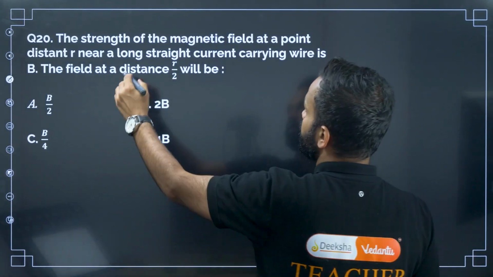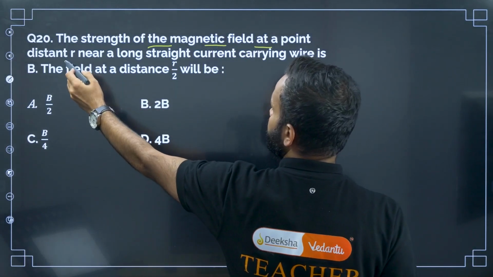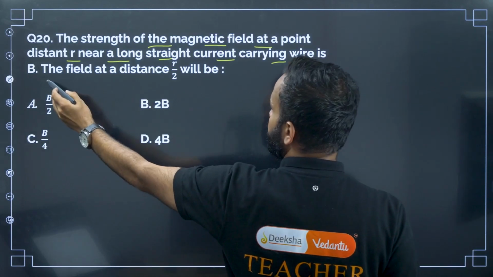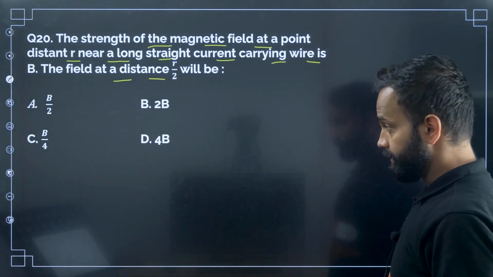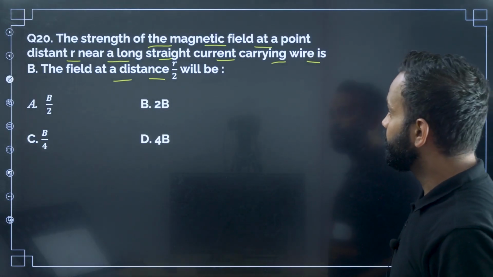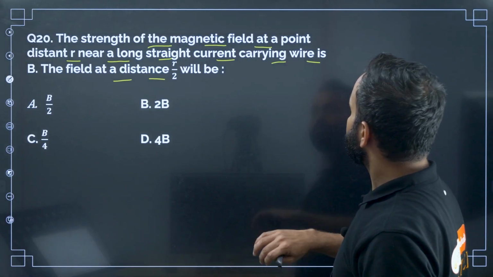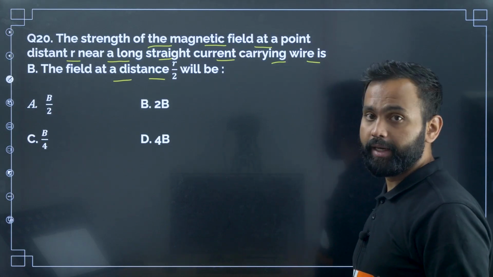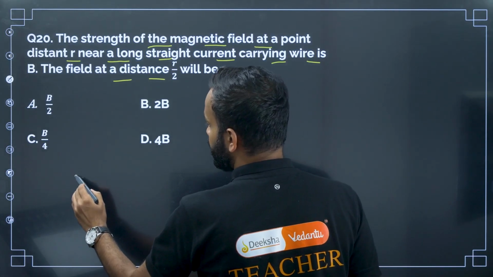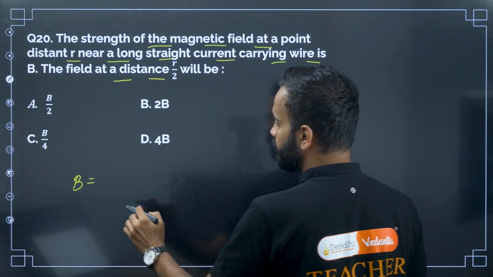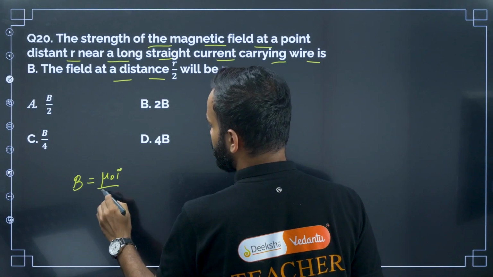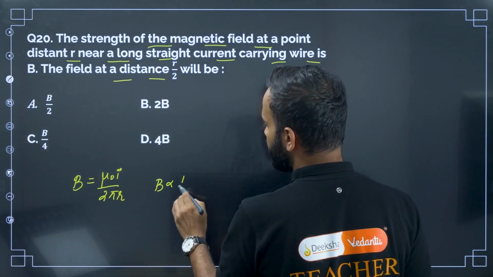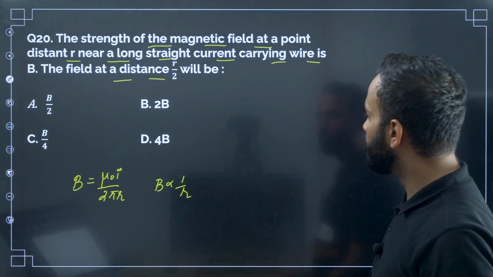Question number 20. The strength of the magnetic field at a point distant R near a long straight current carrying wire is B. The field at a distance R by 2 will be? Again, the simple one. What is the magnetic field due to the long straight current carrying wire? That is mu naught I divided by 2 pi R. So from this I can conclude that B is inversely proportional to R. Current is not changing.